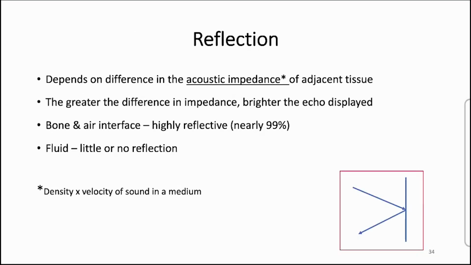So when the sound waves come in contact with the human body, they move forward, and after a certain time, they are reflected back. This reflection depends on the acoustic impedance. What is the acoustic impedance? It is nothing but the product of the density of the medium and the velocity of the sound wave. Structures that have higher acoustic impedance produce a brighter image, and bone, air, and fluid have very poor acoustic impedance.